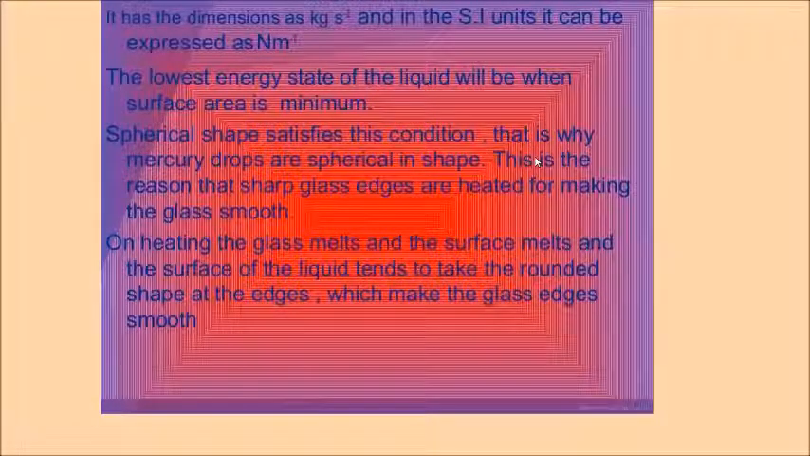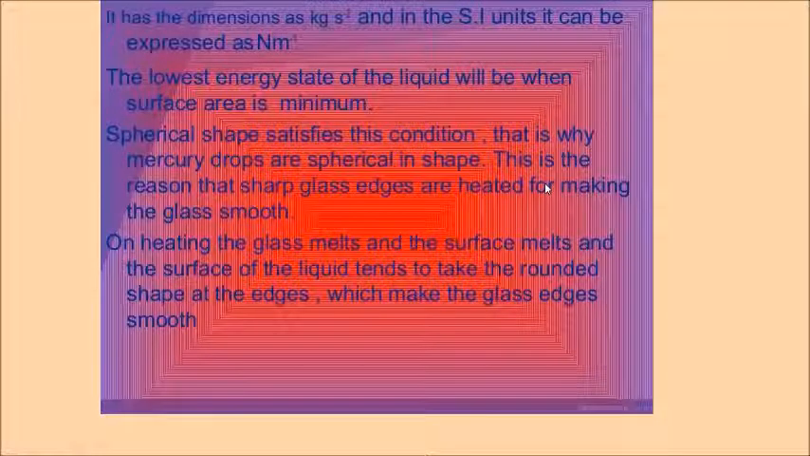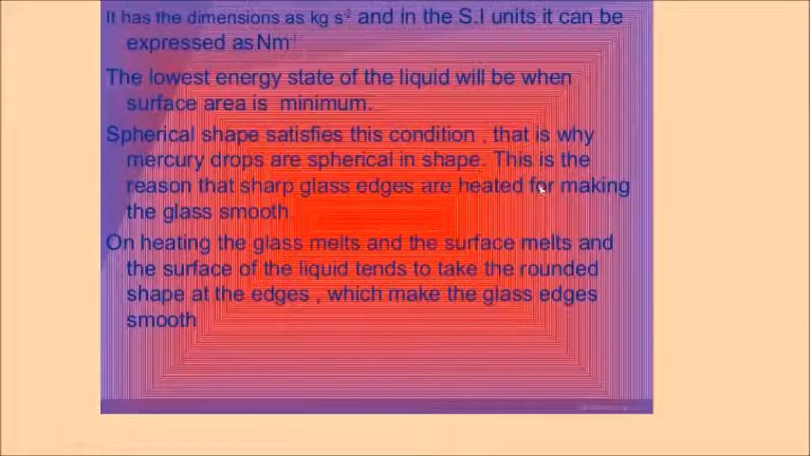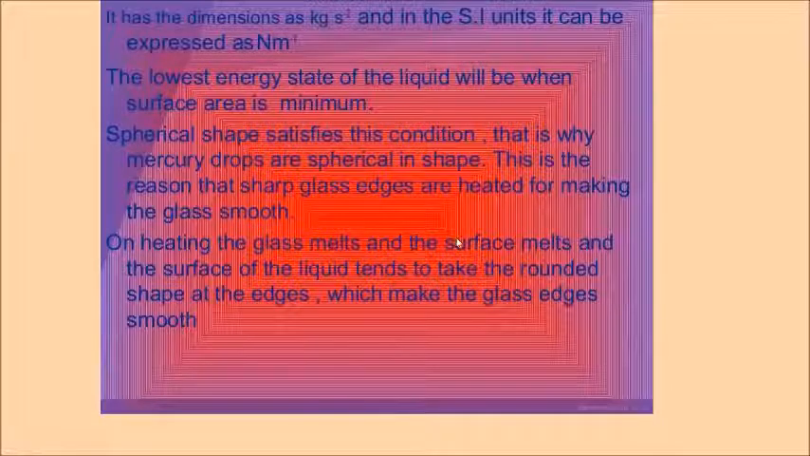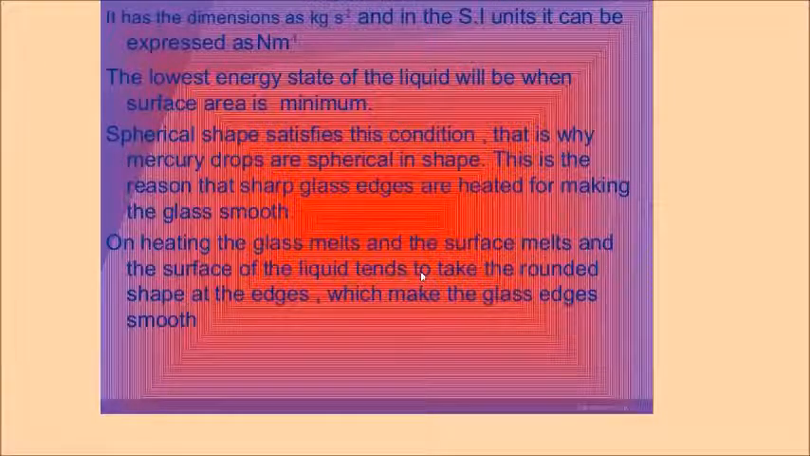Mercury, which we find in the thermometer tip, we can see that one. This is the reason that sharp glass edges are heated for making the glass smooth. On heating, the glass melts and the surface of the liquid tends to take a rounded shape at the edges, which makes the glass edges smooth.